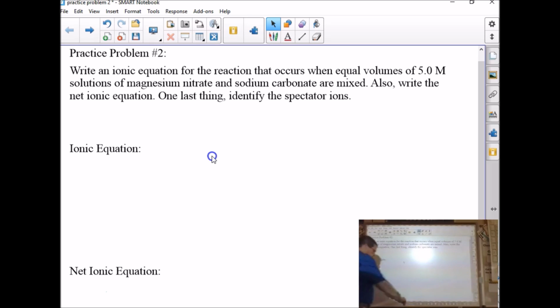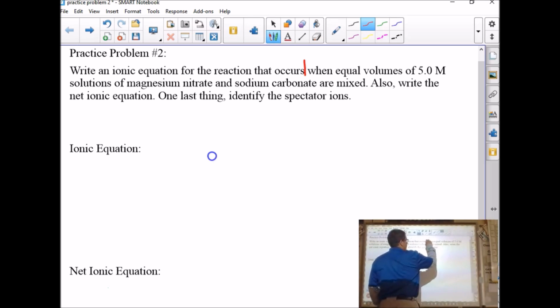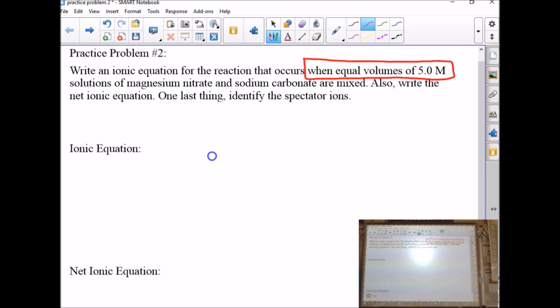Now, I had this boxed in, but anytime you see an amount, we don't care. All right. So we're not doing any math with this. This is simply write an ionic equation and then a net ionic equation. So don't freak out and go, what are we going to do with that molarity? Nothing. Absolutely nothing. Yeah, you can cross that off. However, where we see magnesium nitrate and sodium carbonate, those are the things that we care about.